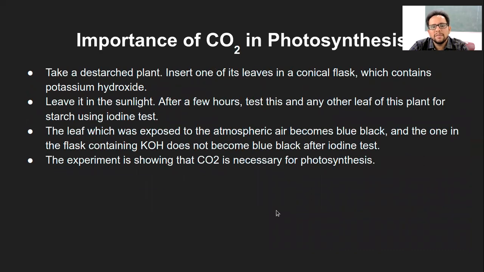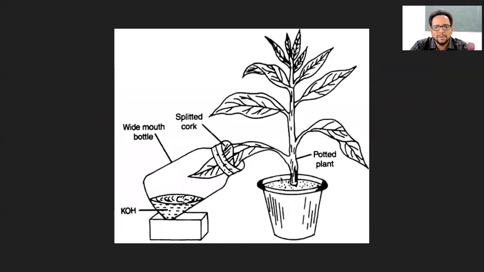the importance of carbon dioxide in photosynthesis. This will prove that carbon dioxide is required for the photosynthesis reaction. Again, in this case, a simpler setup is there. So you take a plant and one of the leaf, you put it in a conical flask or a bottle which has this potassium hydroxide solution, KOH.